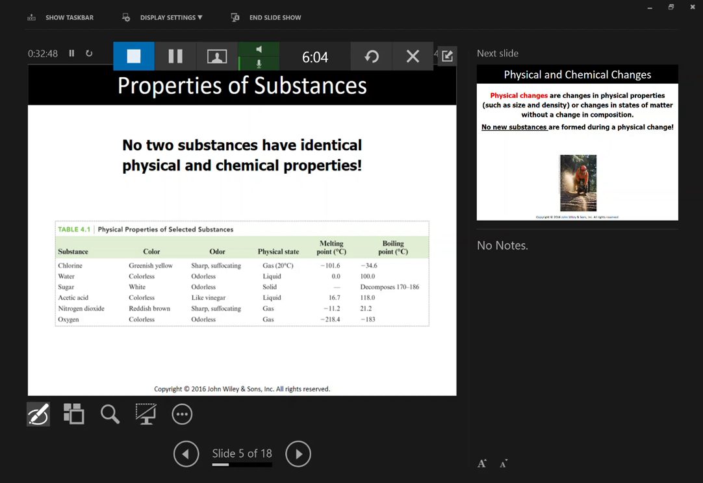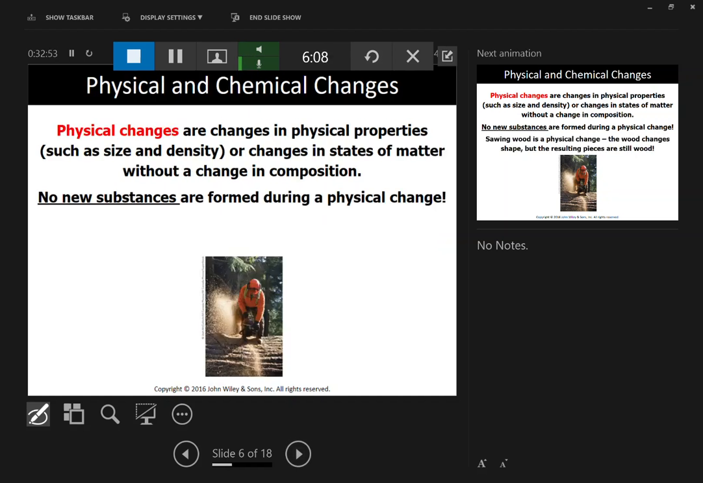So in chemical changes, the composition of the matter alters. Whereas when you look at physical changes, it's mainly the change in the state of the matter, and the composition does not change.